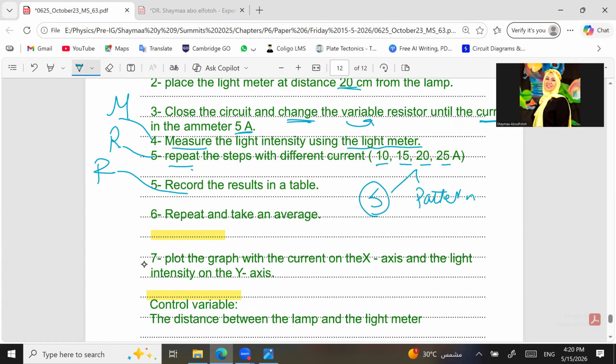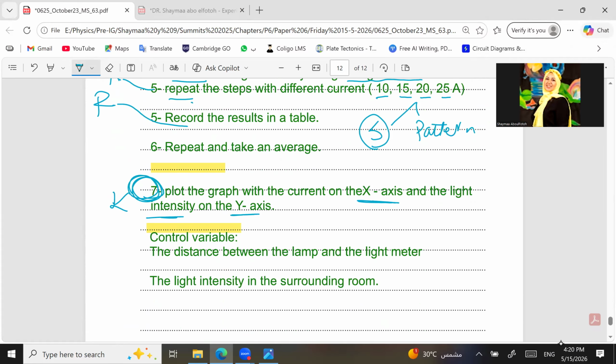Yes, now, the last one, this is for the last question, or the last requirement. Plot the graph with current on the x-axis and the light intensity on the y-axis. Control variables: we have the distance between the lamp and the light meter. I said that, which we did before, 20 centimeters. And the light intensity in the surrounding.